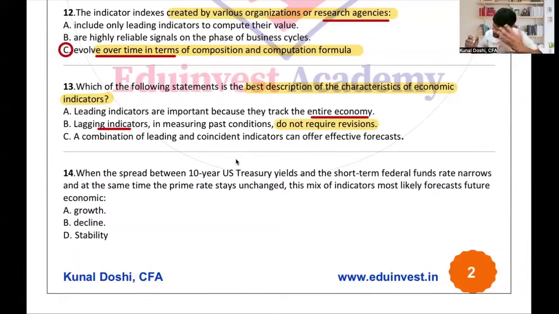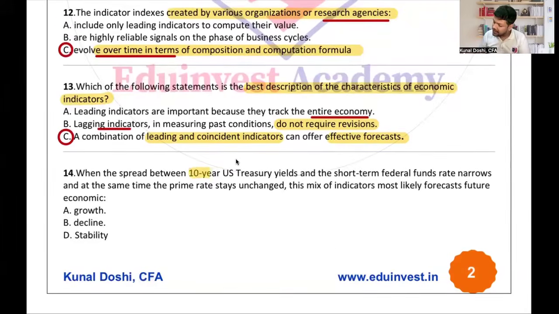Okay. So, of course, the third one, a combination of leading and coincident indicators, can offer an effective forecast. Yes. Whenever you combine more than one type of indicator, that will be much more effective. Understood? So no single indicator is a foolproof answer for everything. Clear? There you need to be very logical also. A and B are very not-so-inclusive statements. So C is more inclusive. Got it? Anytime you see statements that are very exclusive, with words like only this, only that, they are incorrect.